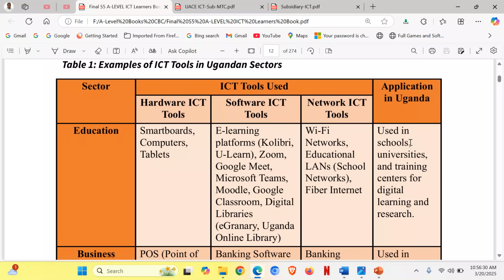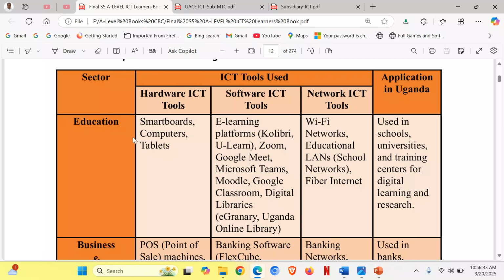For example, the first sector, education. Which hardware ICT tools are there? We can talk about smart boards, we can talk about computers, we can talk about tablets. Then how about the software ICT tools? We have e-learning platforms like Kolibri, uLearn, Zoom, Google Meet, Microsoft Teams, Moodle, Google Classroom, digital libraries, eGranary, Uganda Online Library. Those are some of the software ICT tools.